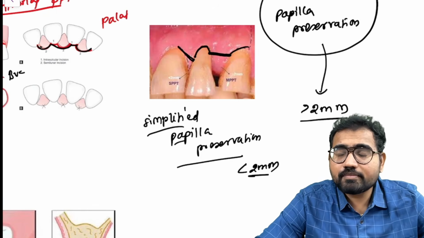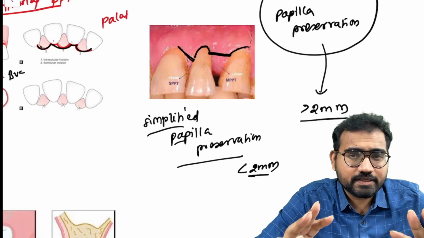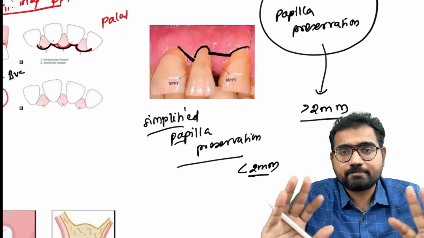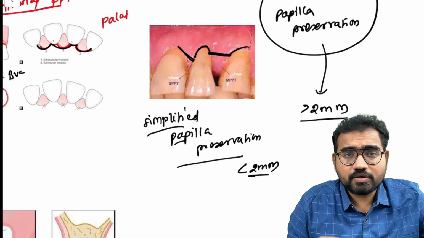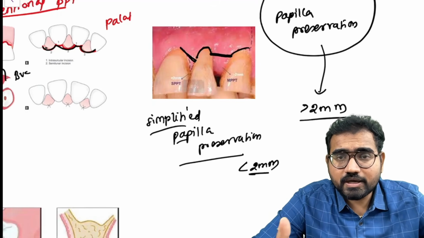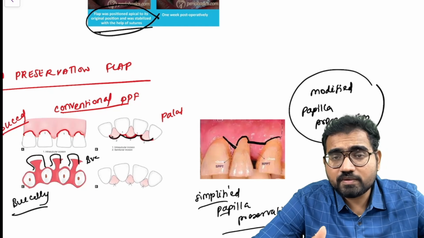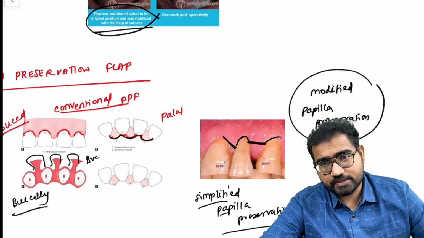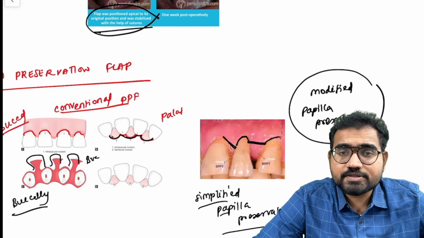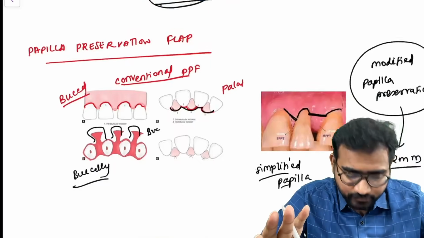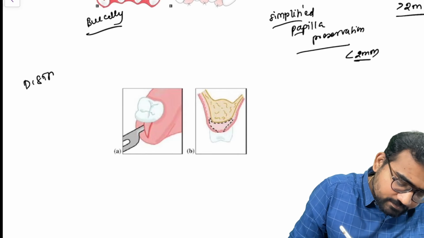Okay, so in this way I'm going to preserve the interdental papilla for adequate blood supply and also to maintain the aesthetics. So these are the few techniques of papilla preservation. We have talked about three techniques: the conventional papilla preservation technique, the modified papilla preservation technique, and the simplified papilla preservation technique. They are predominantly done in patients who have interdental spacings or midline diastema. Fine. Now coming to the last one, that is the distal wedge procedure.